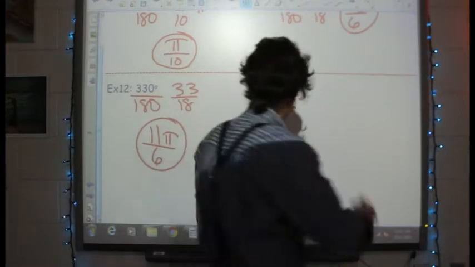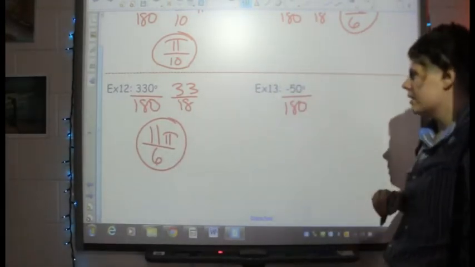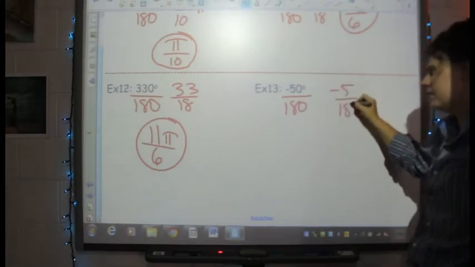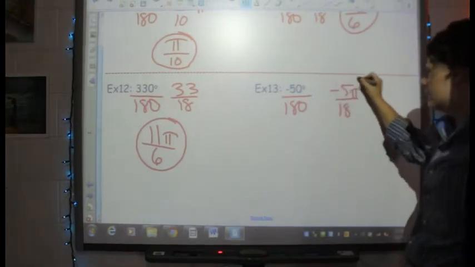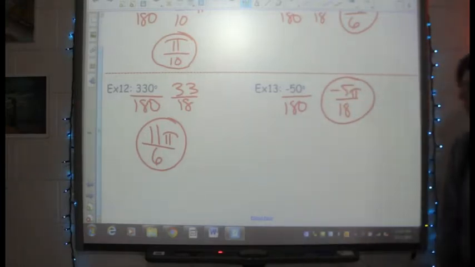Okay, assuming you tried it, let's go through it here. So we divide by 180. They have a 0 in common, so that gives me negative 15 divided by 18. They don't have anything in common. I just throw a pi up top. Negative 5 pi over 18.